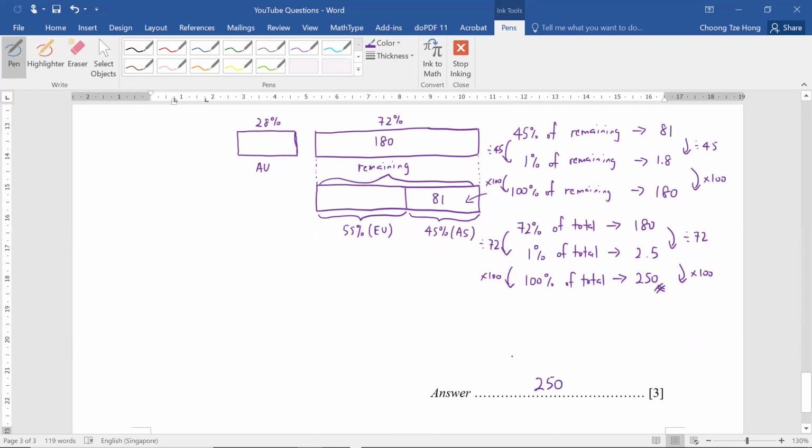Do try more questions on your own regarding percentage, and then you will slowly get more familiar with this concept. The main idea is to identify correctly what numbers the percentages represent. Then you should be able to work out the correct answer all the time.